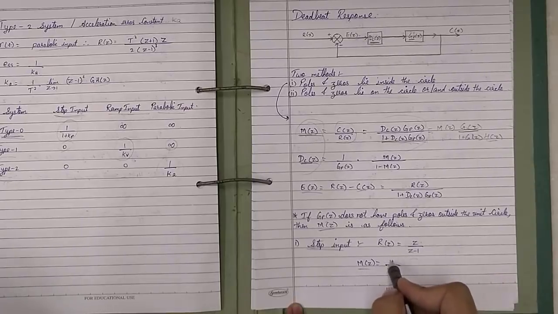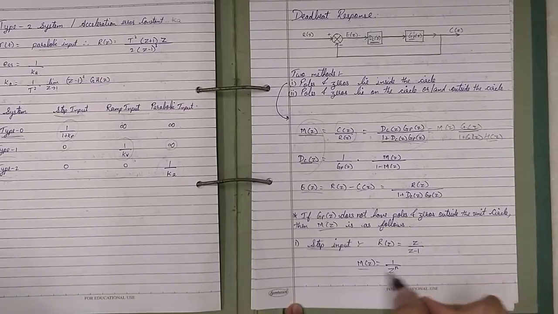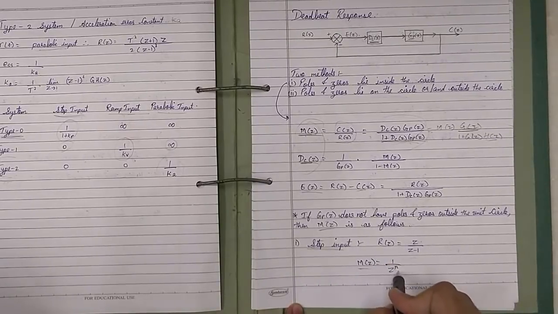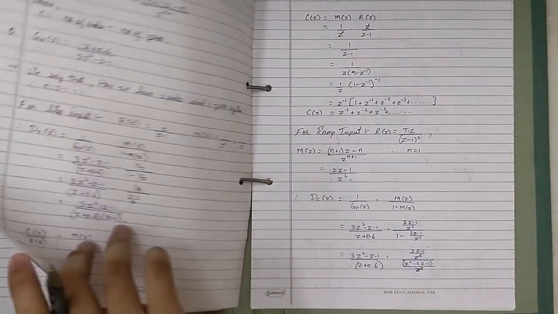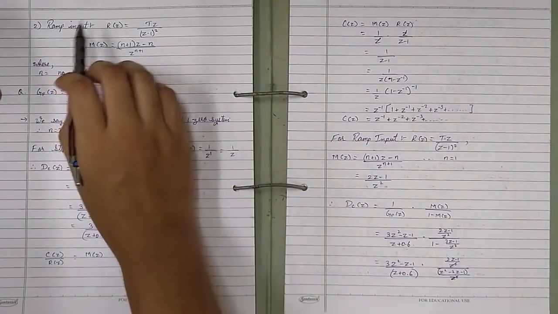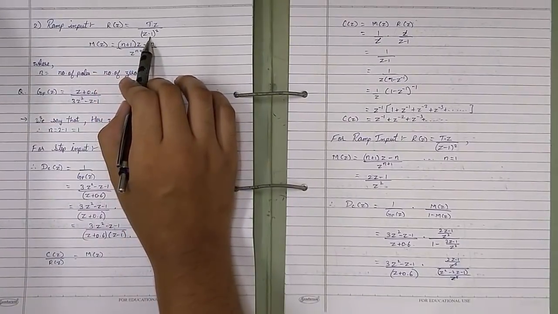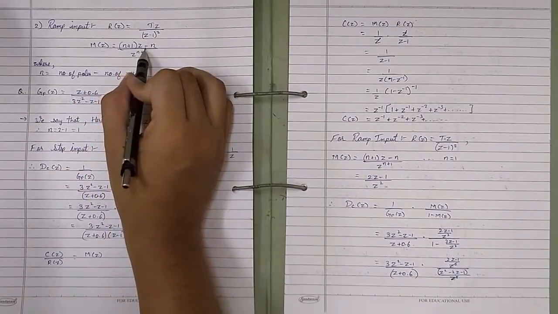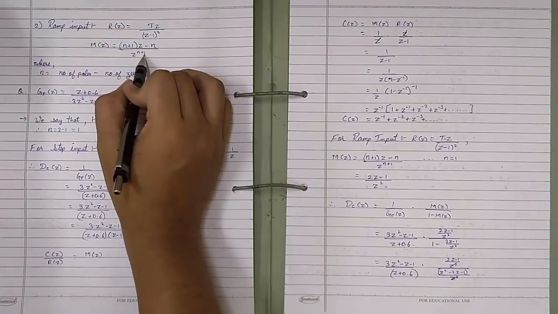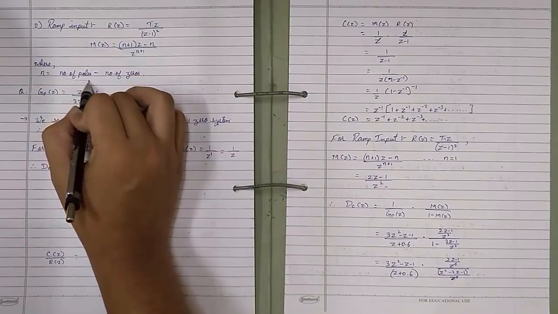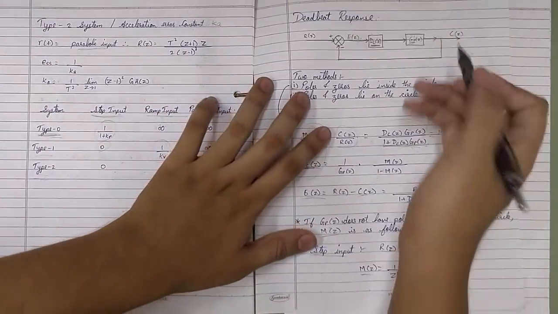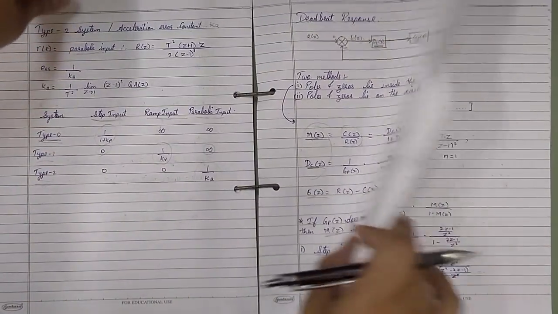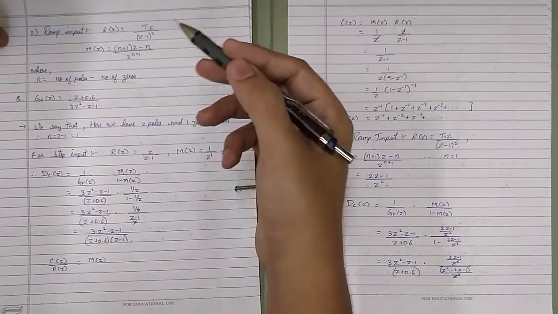For that, M of Z will be equal to 1 upon Z raised to N. Now what is this N? I will discuss it later. Just remember that for step input, the value for M of Z is 1 upon Z raised to N. It's a fixed value. For a ramp input, R of Z will be equal to T Z upon Z minus 1 the whole square, we know that. And for that, M of Z will be equal to N plus 1 Z minus N upon Z raised to N plus 1. Now what is this N? N is nothing but the total number of poles minus the total number of zeros in the plant transfer function.